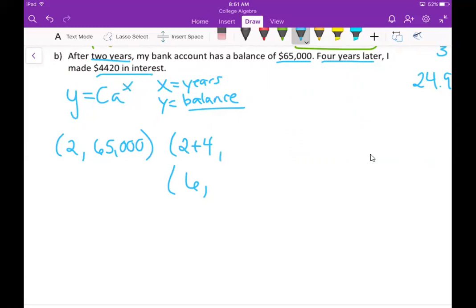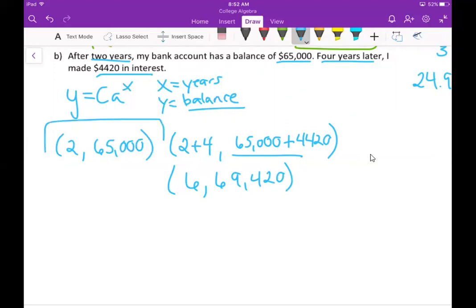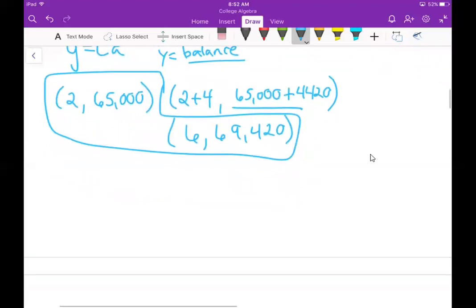Then what's our balance? Because our y is our balance. So after the 2 years, we had $65,000, and in these next 4 years, we gained $4,420 in interest. So the point we want to use is that after 6 years, we have $69,420. So we have 2 points, and we want to find the exponential function between them. So see if you can pause this and come up with that function by following the steps from the first example there. But we're going to go ahead and do this, okay?